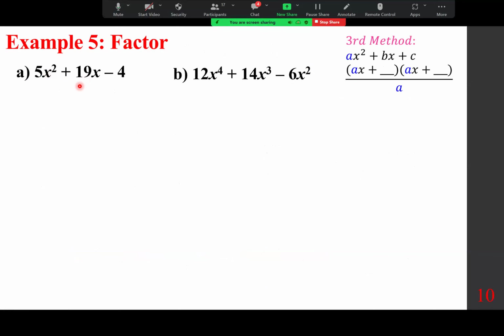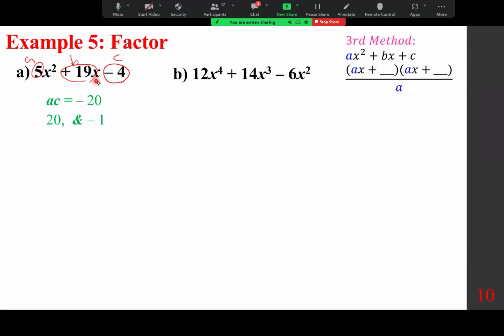All right, 5x squared plus 19x minus 4. Here's A, here's B, here's C. AC is 5 times negative 4, negative 20, and the numbers that you need are 20 and negative 1. I want to make sure we understand what happens here. 5 times negative 4 is negative 20. We want two numbers. The product is negative 20, and the sum is positive 19.